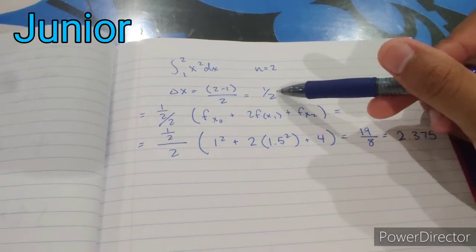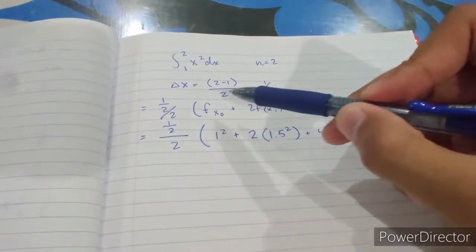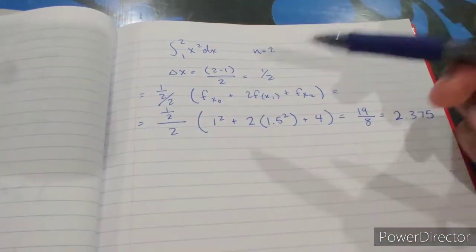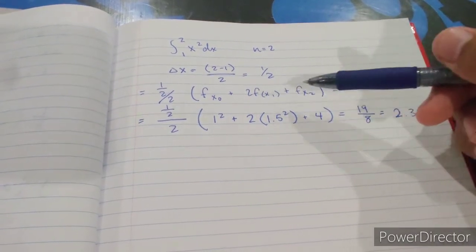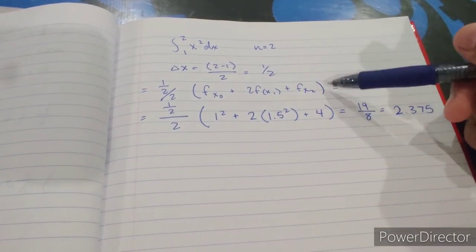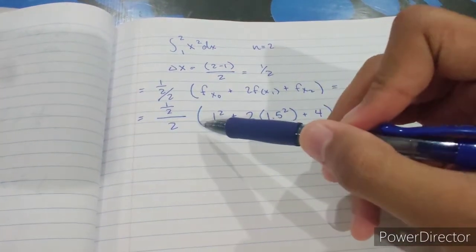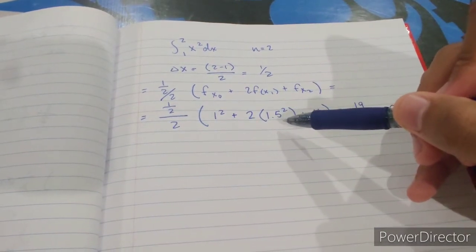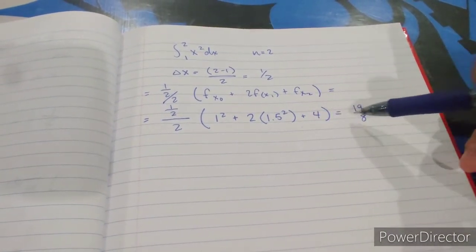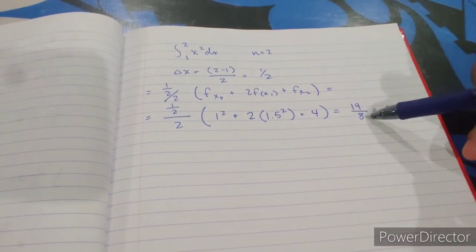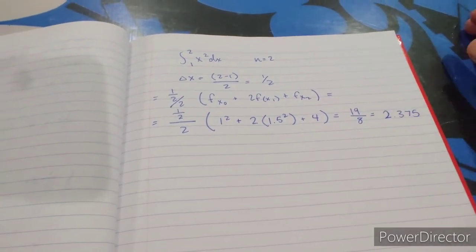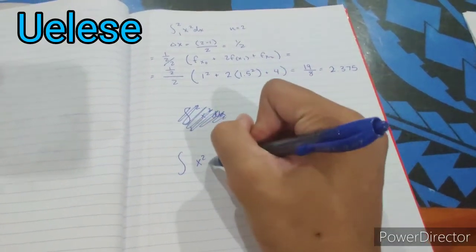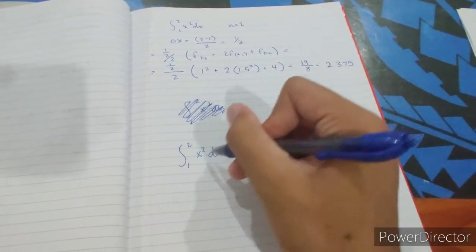Then we take our delta x and plug it back into the formula. We get half over 2 times f of x0 plus 2 times f of x1 plus f of x2. This is half divided by 2 times 1 plus 2 times 1.5 squared plus 2 squared. This is equal to 19 divided by 8, or 2.375.